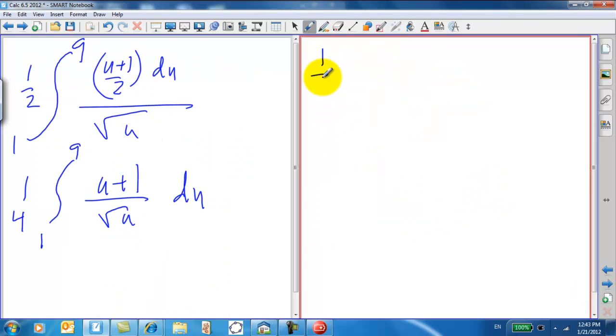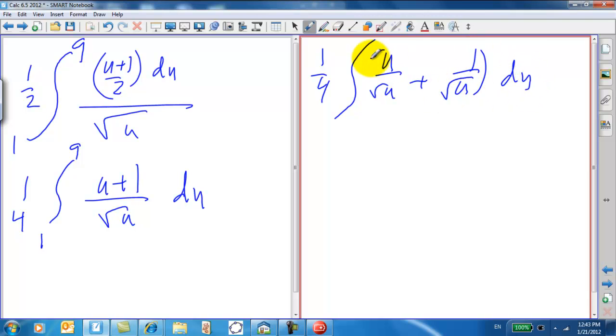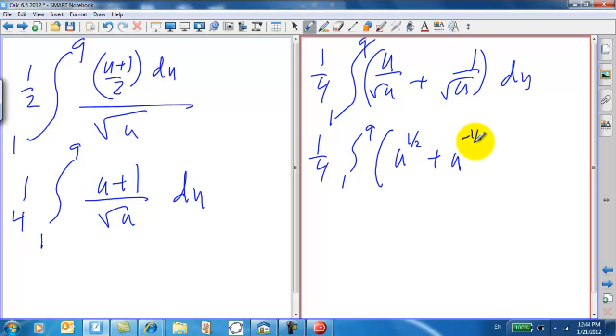And you can continue to write these then. U over the square root of u plus 1 over the square root of u du. So 1/4, and we're going from 1 to 9. The integral of u over the square root of u, which is u to the half, so this is u to the half plus u to the negative 1/2 du. Now we're finally ready to crank it up.